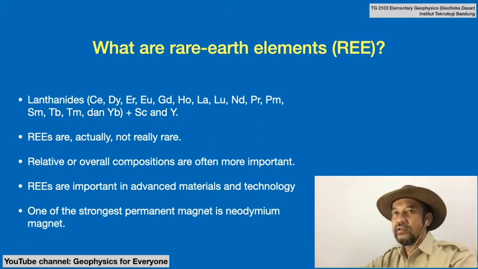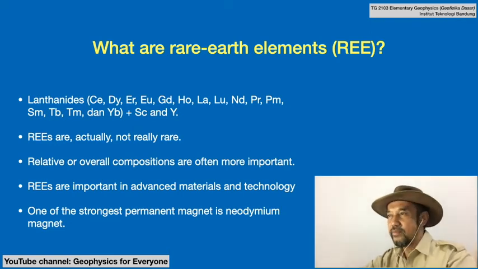And what are the rare earth elements, or REE? The rare earth elements are the 15 elements that are grouped as lanthanides in the periodic table, plus scandium and yttrium. Scandium and yttrium are considered rare earth elements because they tend to occur in the same ore deposit as the lanthanides and they exhibit similar chemical properties.